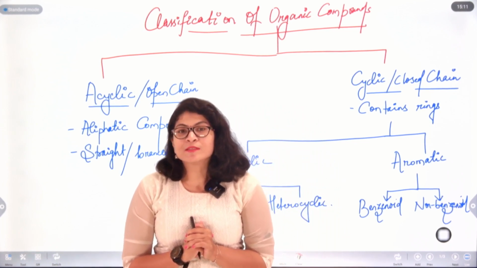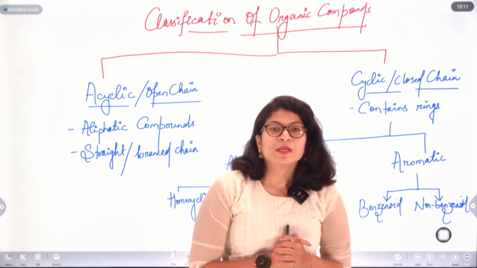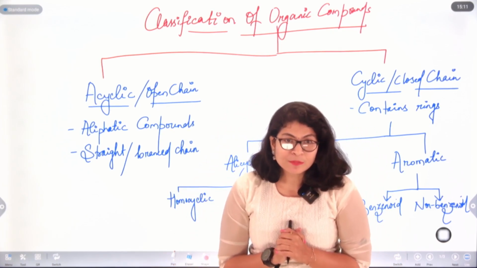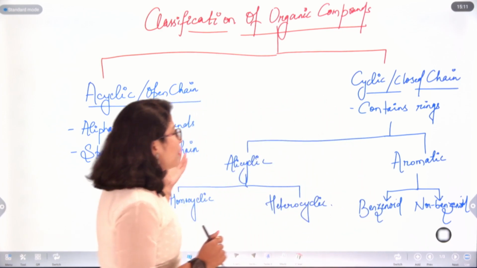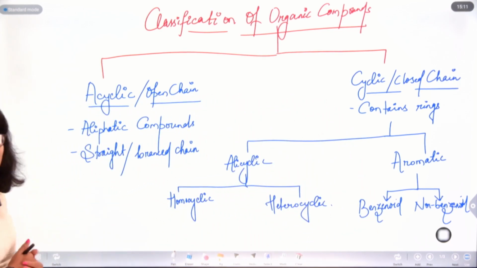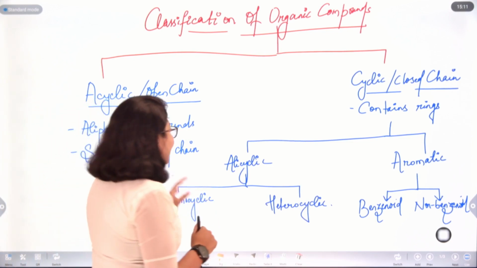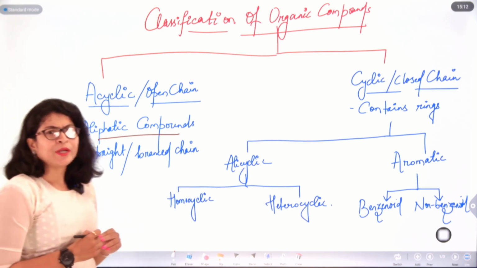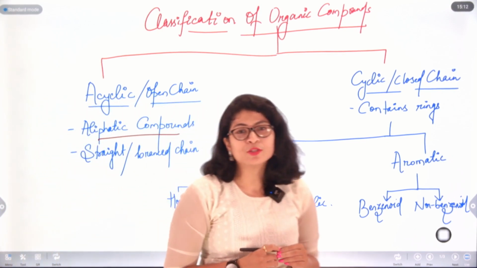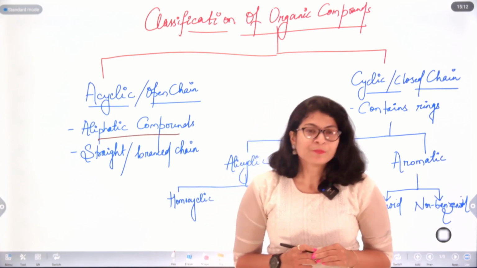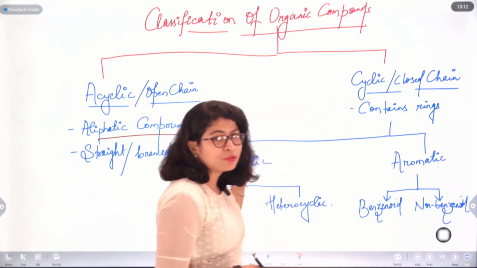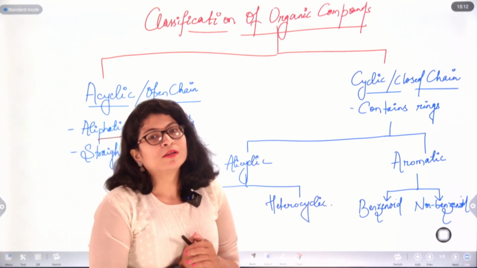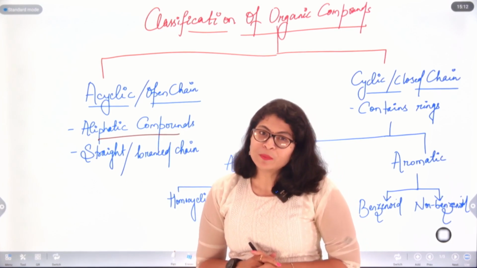Acyclic, as the name suggests, is the opposite of cyclic. That means if cyclic compounds are ring compounds, then acyclic compounds are open chain compounds. So all the open chain compounds fall under the category of acyclic compounds, and they are also called aliphatic compounds. They form straight chains or branched chains, whose nomenclature we have already dealt with in the previous lectures. So we are basically dealing with the nomenclature of aliphatic or straight chain hydrocarbons, and they fall under the category of acyclic or open chain hydrocarbons.